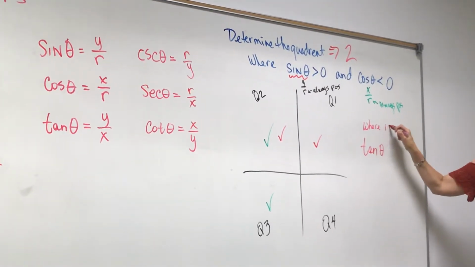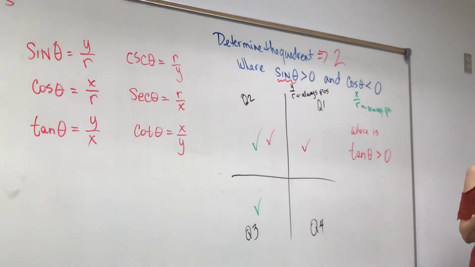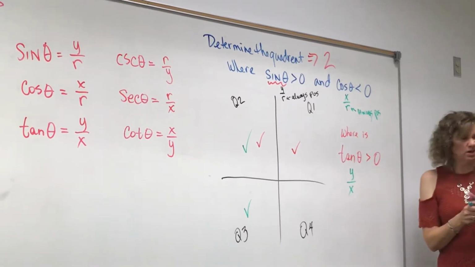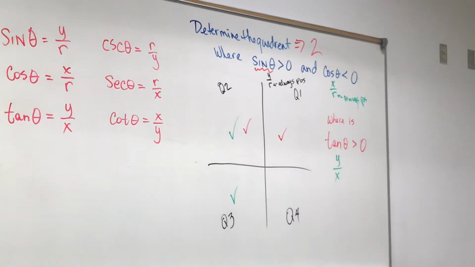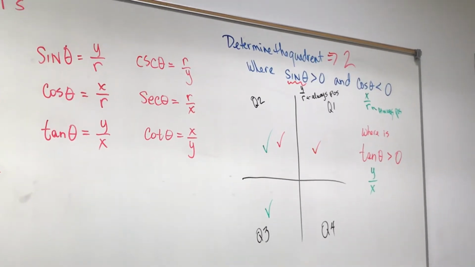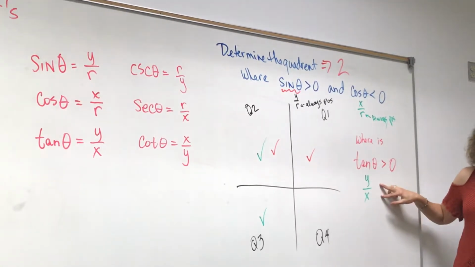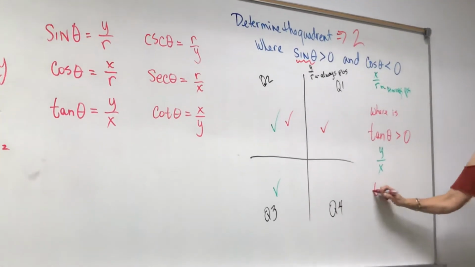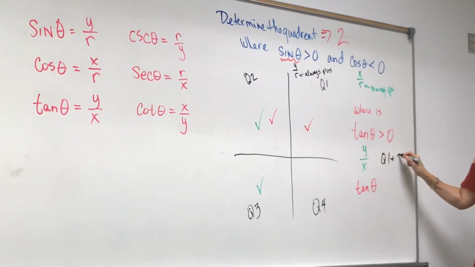Ooh, tangent. Where is tangent theta greater than 0? Tangent is y over x. I don't have that whole r benefit. So when will that fraction be positive? When x and y are both negative or both positive. If they're both positive, boom. If they're both negative, that ratio is then positive. So first and third. So tangent is positive in quadrants 1 and 3.